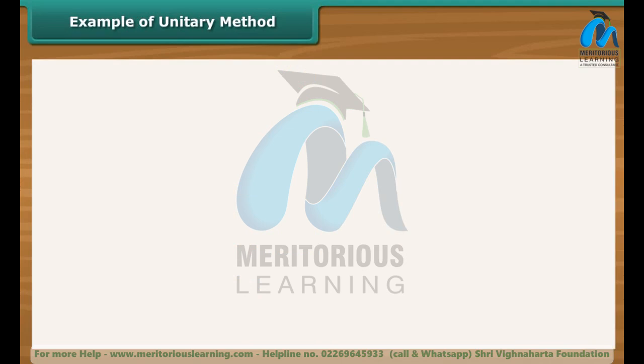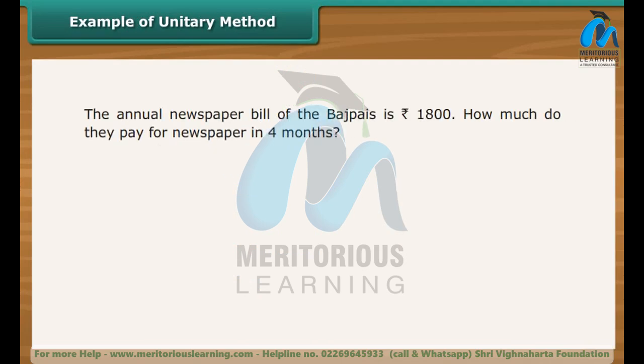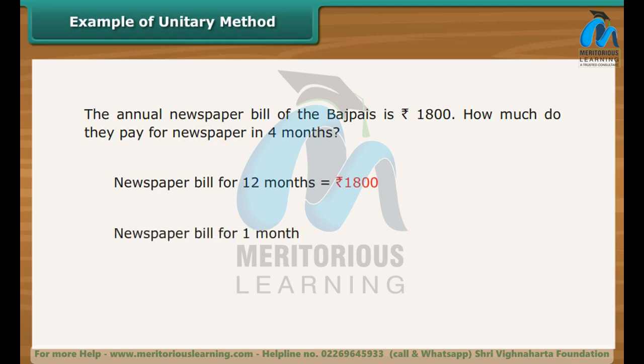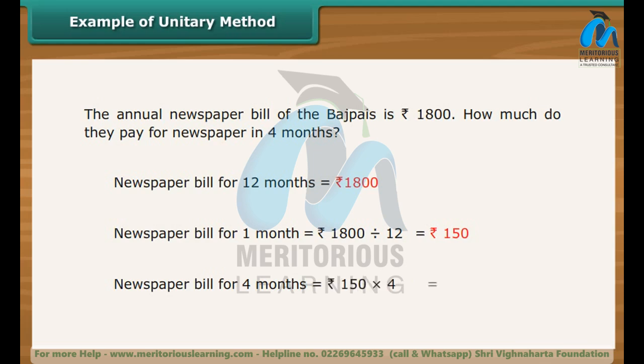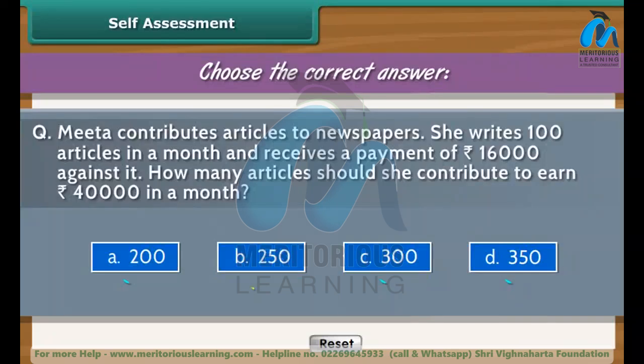Example of unitary method. The annual newspaper bill of the Bajpayis is rupees 1800. How much do they pay for newspaper in 4 months? Newspaper bill for 12 months is equal to rupees 1800. Newspaper bill for 1 month is equal to rupees 1800 by 12, that is rupees 150. Newspaper bill for 4 months is equal to rupees 150 into 4, which is rupees 600. Self-assessment. Attempt a question to test your understanding of unitary method.